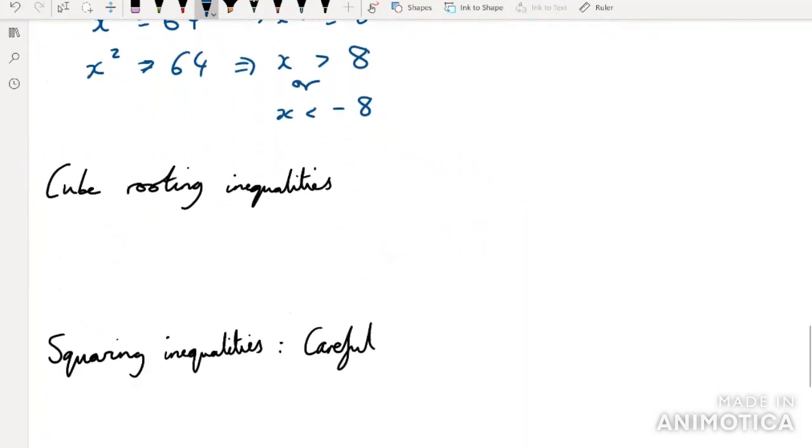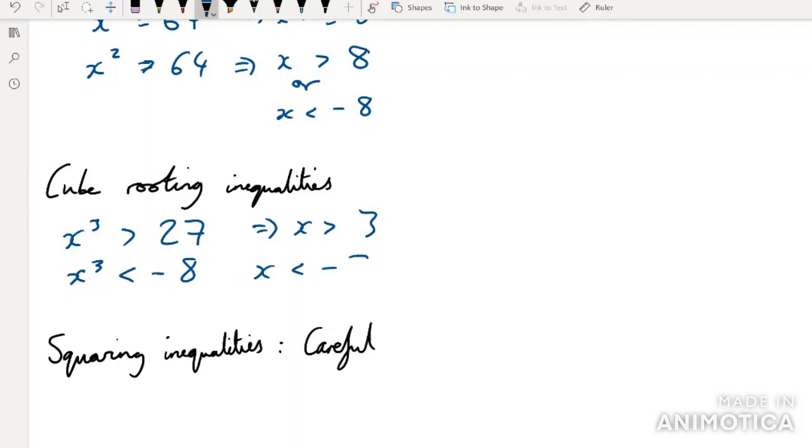And then cube rooting inequalities, actually not an issue. If x cubed is greater than 27, we know that x is simply greater than 3. And if x cubed is less than minus 8, then x is simply less than minus 2. So cube rooting, there's only going to be one solution.